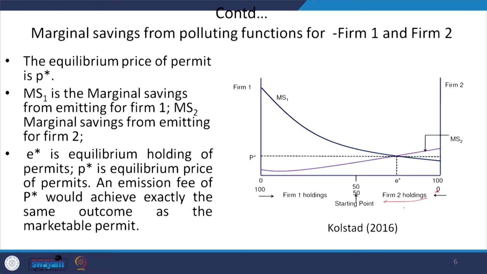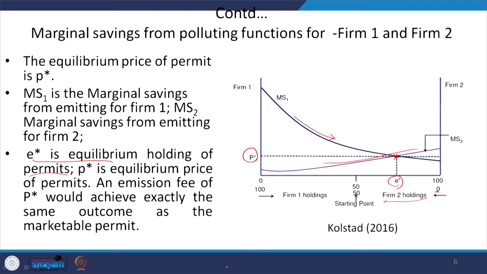So, in this exercise, the equilibrium price for permit to pollute is determined by the intersection point of the marginal saving function of the first farm and the marginal saving function of the second farm. At this point of intersection, we find E star, the equilibrium holding of permits, right? And corresponding to this E star, the price is known as the permit price. So, the equilibrium price, P star, is the permit price, and E star is the equilibrium holding of the permits, right?